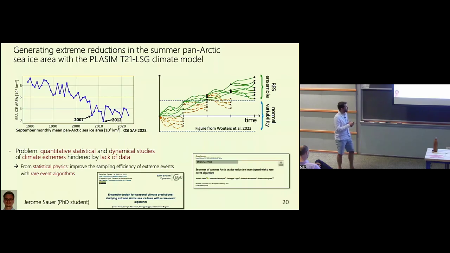Jérôme Zauer did that for the sea ice by looking at a melting season from March to September, and he constantly, every month, retained those particles that have the lowest sea ice extent until producing the lowest possible sea ice extent in September. This technique is called the rare event algorithm. It has some relationship with ensemble boosting that some of you may know from other papers, although this method is mathematically a bit more well-defined and statistically robust.